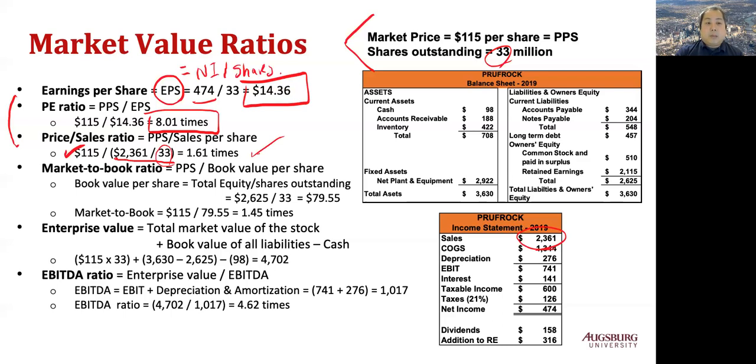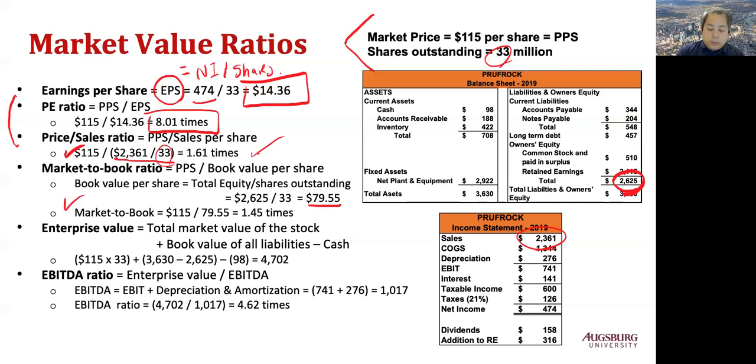The next one is the market to book ratio. This ratio compares the market value of the firm with the book value of the firm. Book value is the seed money cost of the company. Book value per share can be calculated by the total equity divided by the number of shares outstanding. For Prufrock, it is 2,625 total equity divided by 33, 79.55 will be the book value per share.